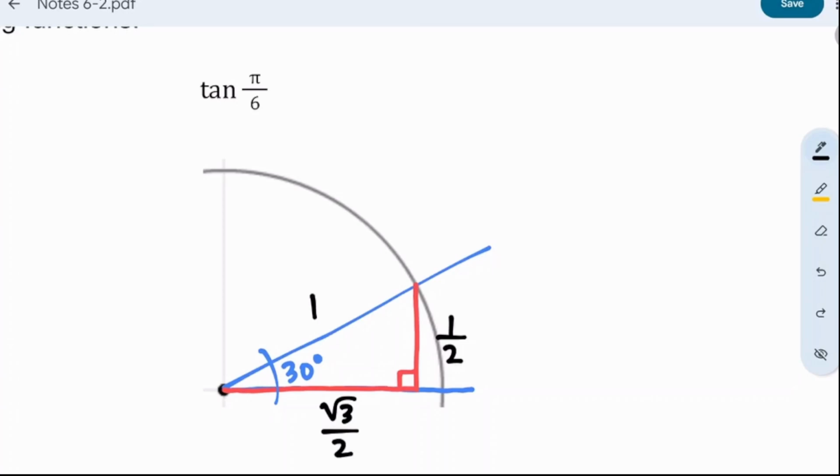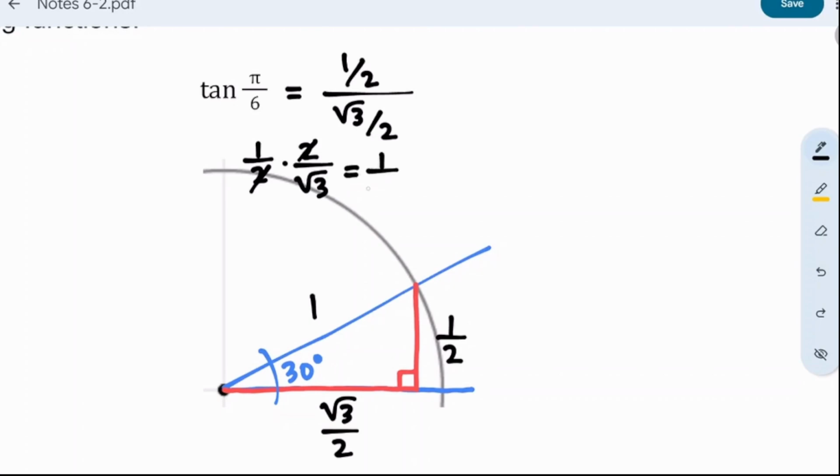Now, I'm interested in finding the tangent of pi over 6. So I'm going to take opposite and divide it by adjacent. So 1/2 over root 3 over 2. Now, I'm going to need to simplify this, because there's going to be stuff that can cancel. I've got a radical in the denominator, so I'm going to keep the numerator the same, change the division to multiplication, flip the denominator, cancel stuff off, say that this is equal to 1 over the square root of 3.